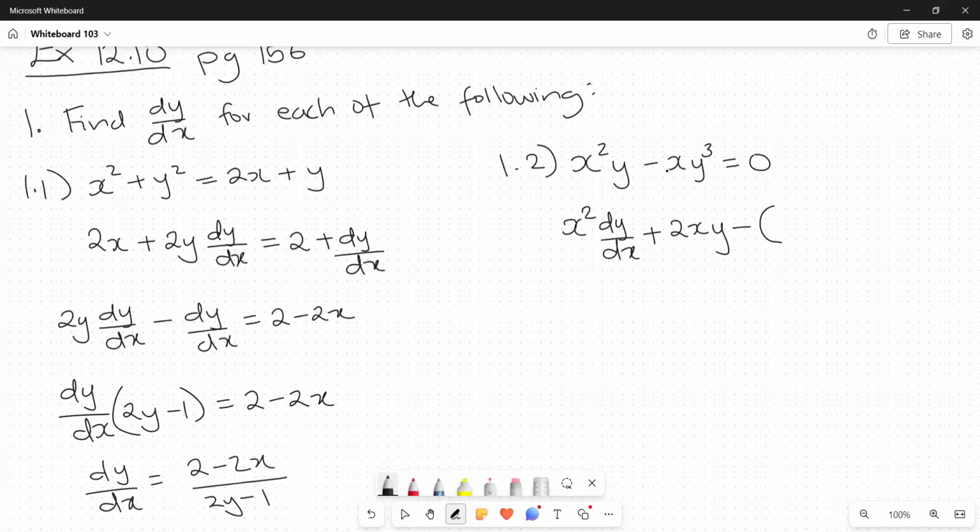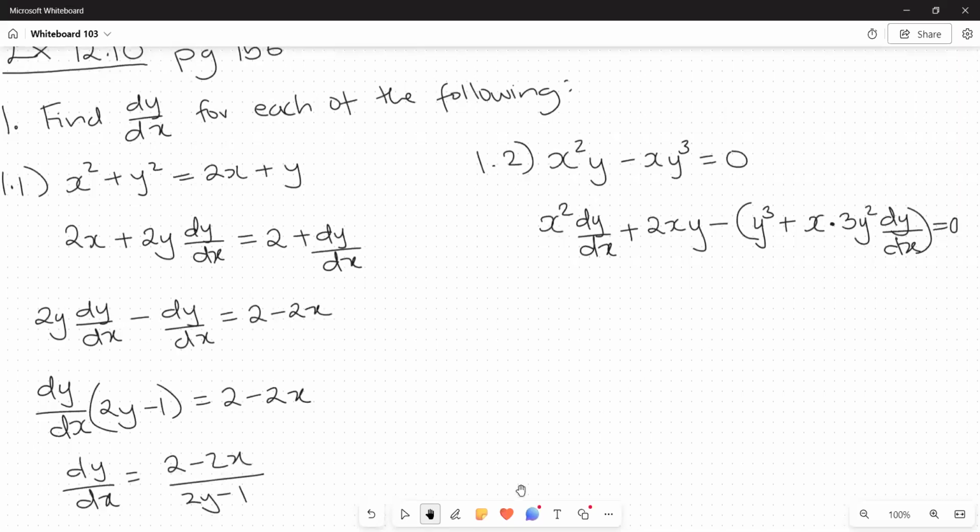Okay, so the derivative of x is 1. So 1 times y cubed is y cubed. And then we have x the way it is. And then x is multiplied by the derivative of y cubed, which is 3y squared, and then the derivative of y is dy/dx. Then on the other side, the derivative of 0 is just 0, okay? So 0 is a constant, and we know that the derivative of any constant is 0, okay?